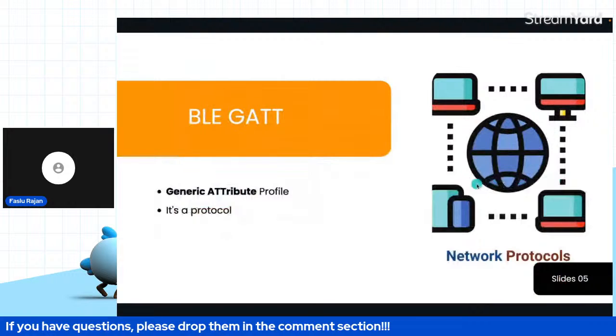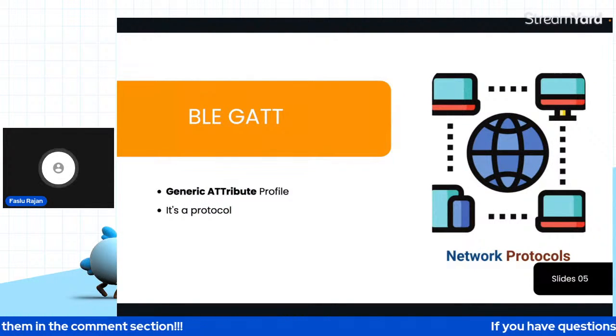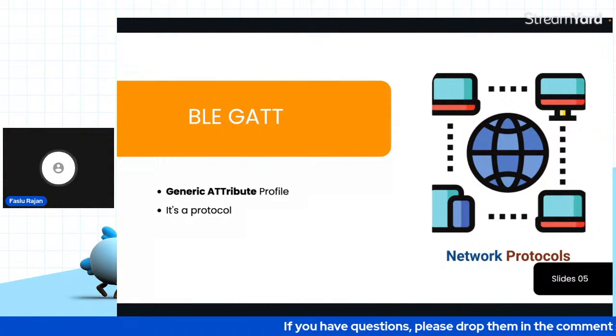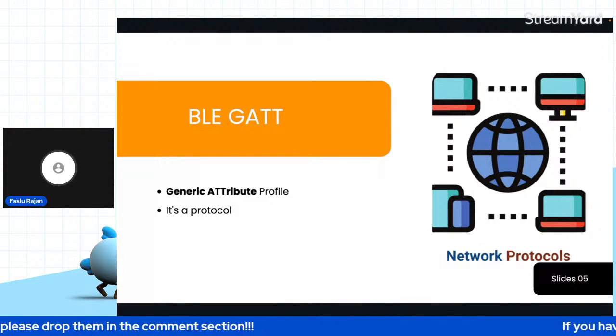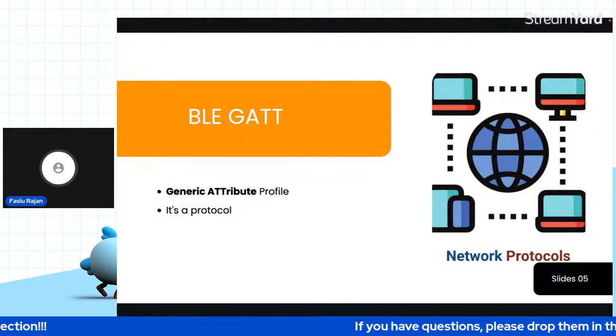And yeah, okay, let's come to the BLE GATT. BLE GATT is a protocol. What does protocol mean? A set of rules. Everything should have rules to work in a proper way. Let's say the internet has a protocol. Everything is working under that protocol. That's why everything is working in a correct way.